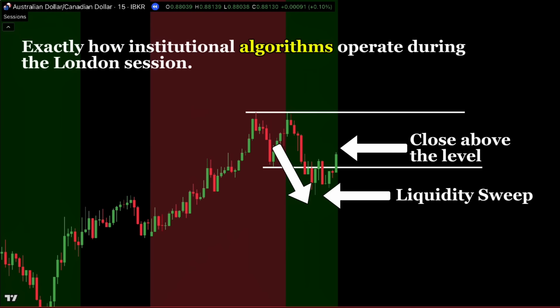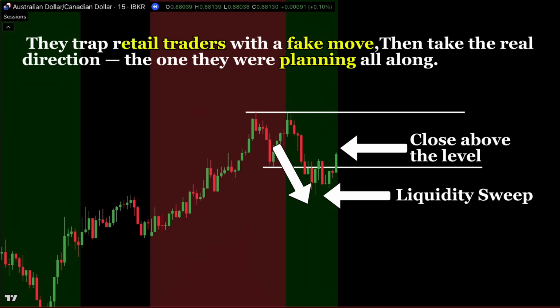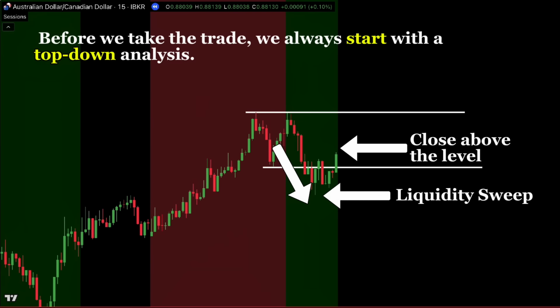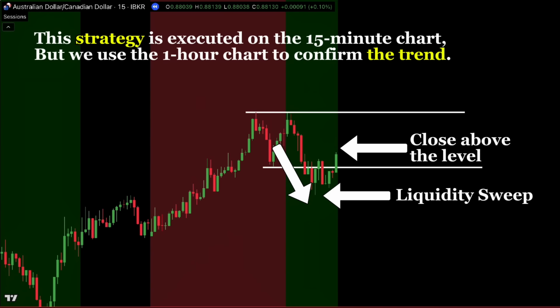Exactly how institutional algorithms operate during the London session. They trap retail traders with a fake move, then take the real direction, the one they were planning all along. But now that you understand the game, you know exactly what to look for and how to respond. Before we take the trade, we always start with a top-down analysis. This strategy is executed on the 15-minute chart, but we use the 1-hour chart to confirm the trend.